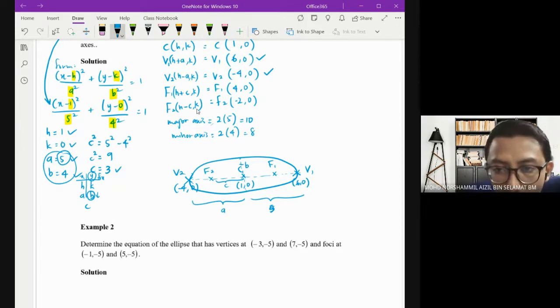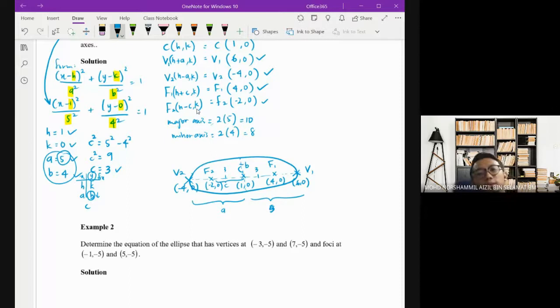Okay, what is your C guys? Your C is 3. Okay, and then we move horizontally as well. From center ke foci ni, kita bergerak ke kanan 3 unit. So dekat sini, of course lah dia akan jadi 4, kosong. So check kat sini, betul. Yang ni pun dia bergerak 3 ke belakang, so dia akan jadi negatif 2, kosong kat sini. Okay guys. Okay tak? Okay. Okay lah. Alright.